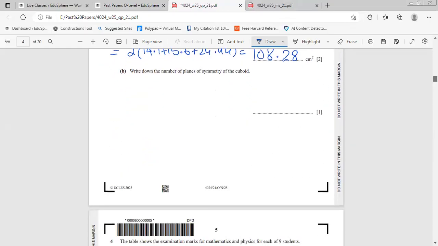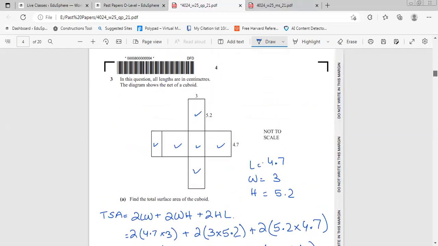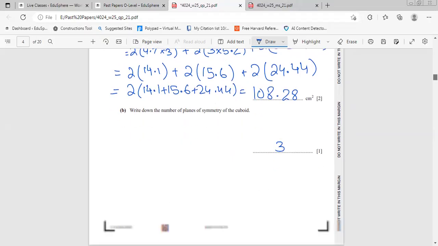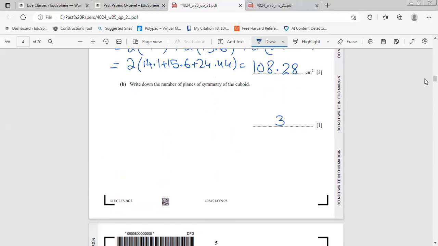Now write down the number of planes of symmetry of the cuboid. We should be learning that there are 3 planes of symmetry of the cuboid. Cube has 9 planes of symmetry. Okay. If you want to understand what planes of symmetry are, let me show you with the help of one example.